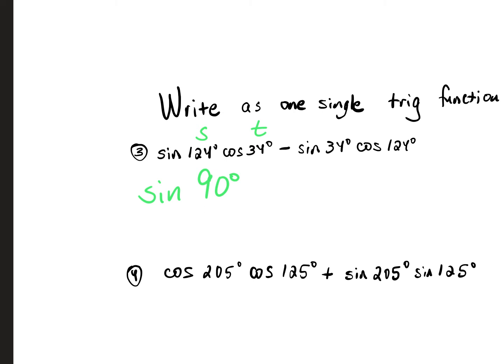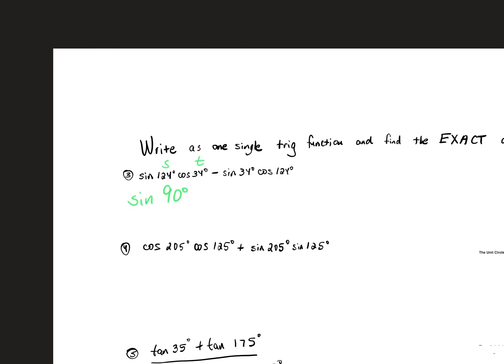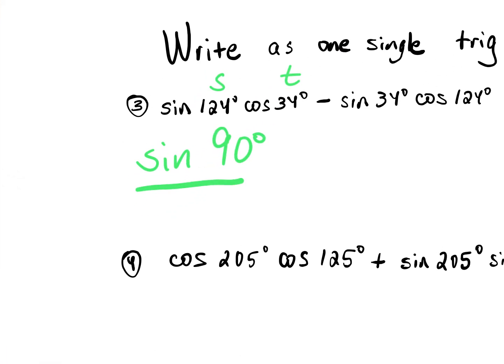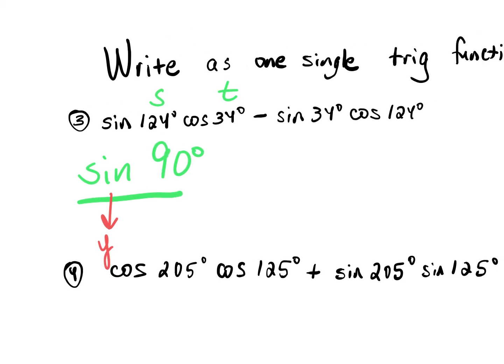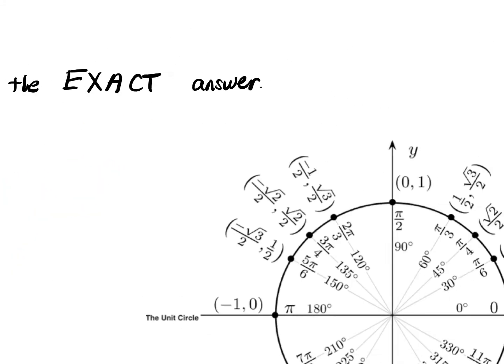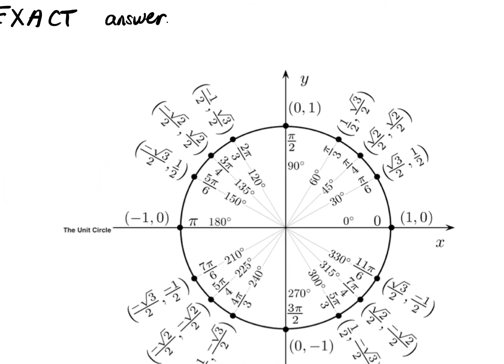Sine of 90. Now, you're writing your answer as one single trig function, which is right here. This is part of our answer. And then now it says to find the exact value. So this is where we go, okay, sine. Wait, guys, remind me again. Sine is what value? Sine is the y. So go over here to the unit circle, find 90 degrees, and what is the y value?